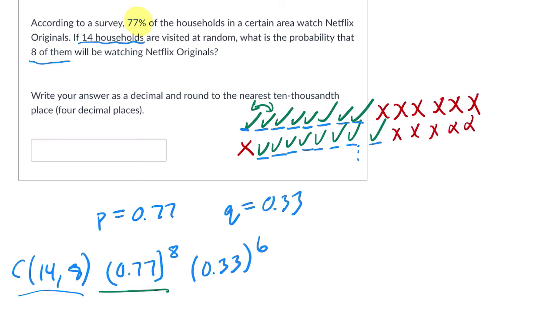But I'm just going to enter in trials as 14. Probability of success is 0.77. It's having 8 successes. And I get an answer. I get 0.05493, and that's to the nearest 10,000th. So it's about 0.0549. And that's our answer.